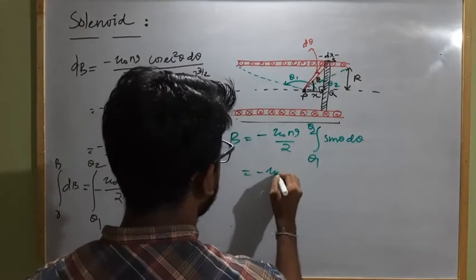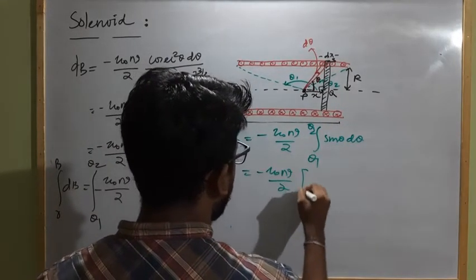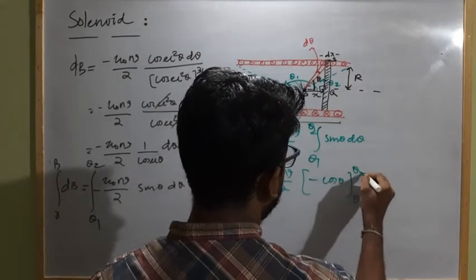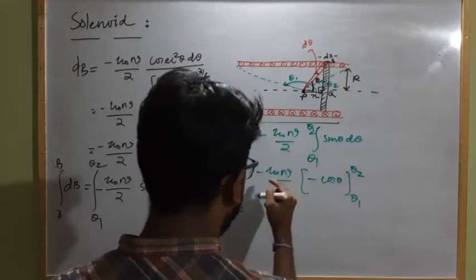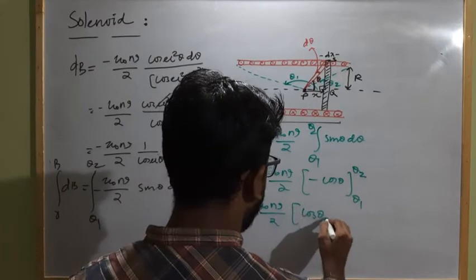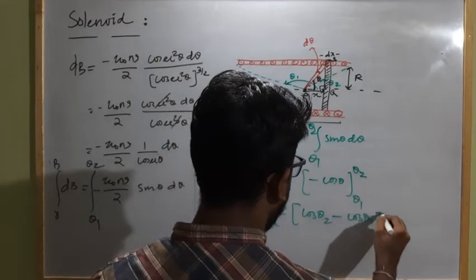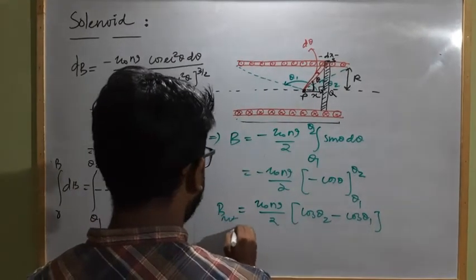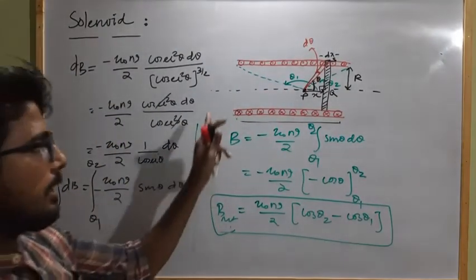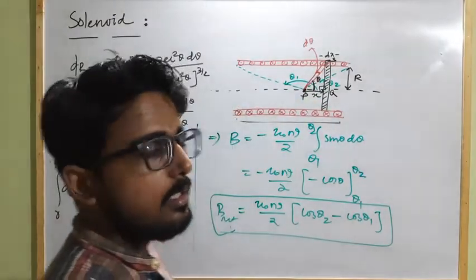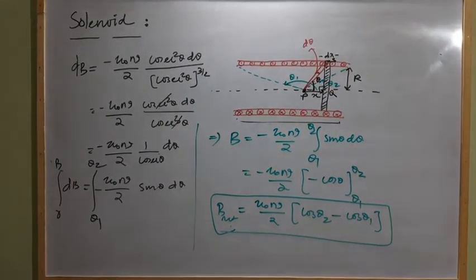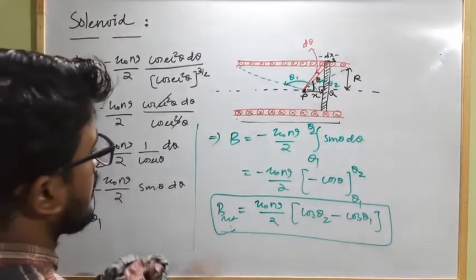So this will be minus mu naught ni by 2, and the integral of sin theta is minus cos theta, from theta 1 to theta 2. Taking the minus outside, it becomes mu naught ni by 2 times cos theta 2 minus cos theta 1, which is B net. This is the expression for the net magnetic field strength at any point inside the solenoid. This is the general expression.